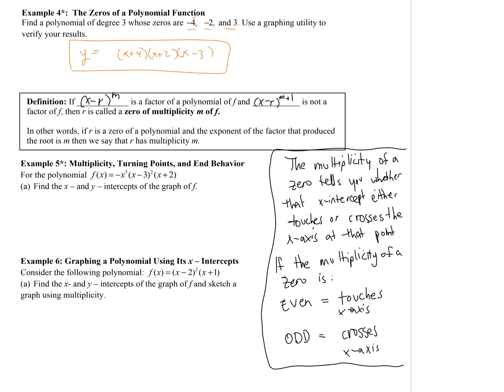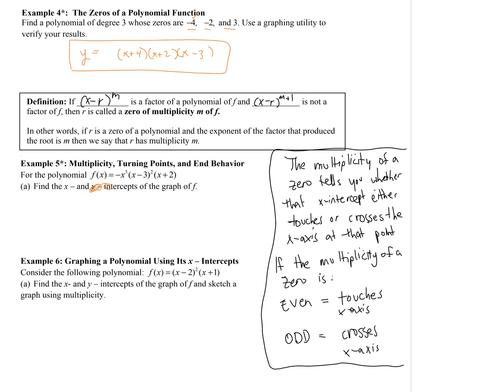The behavior of the x-intercepts, whether it crosses or touches the x-axis, depends on the multiplicity of that factor. You're thinking, what's a multiplicity? A multiplicity is how many times the solution is repeated in the problem. And if you're thinking, what do you mean repeated? Let's look at example 5.